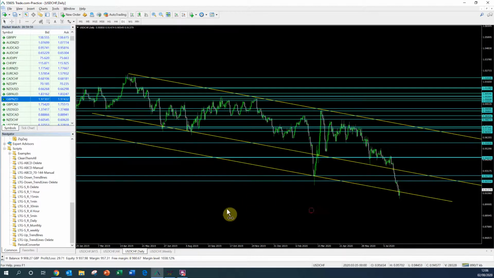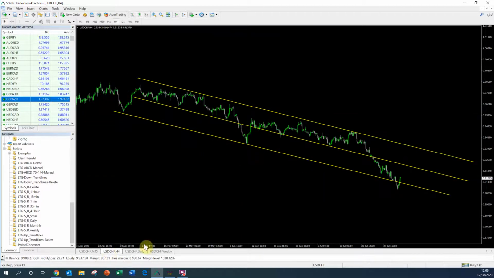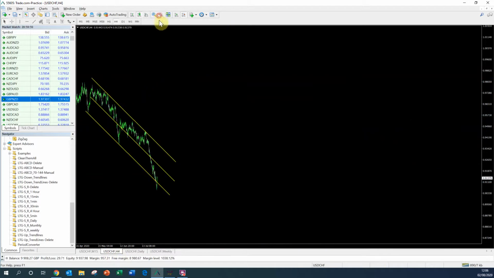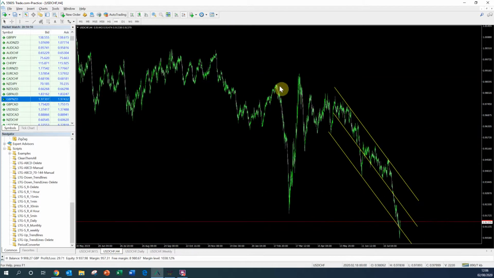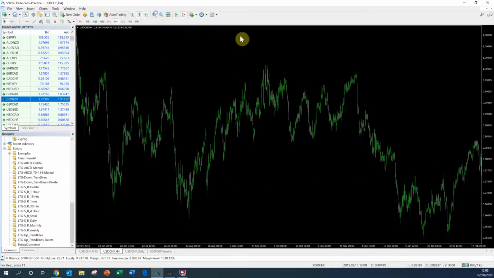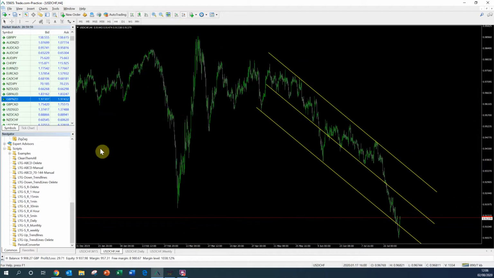So that's really all I'm going to do for the daily at the moment, and then we can go into our 4 hour. So our 4 hour, I know that we have been in quite a steep downtrend recently, and this is how I'm going to be approaching this currency over the next couple of weeks or so.